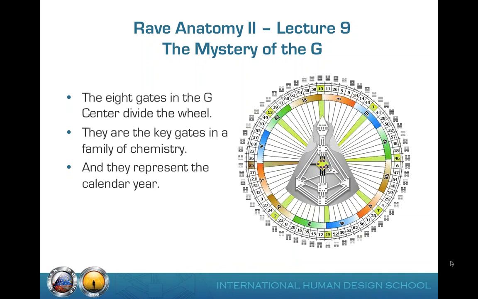The 8 gates in the G center divide the wheel. There are 2 incarnation crosses in the G center, the cross of the Sphinx and the cross of the vessel of love. So it's about direction, and it's about love. And when we incarnate into the body, the monopole resides, or rides, in the design crystal, right? And the personality crystal, when we're in body, sits right above the head center. And the design crystal sits in the ajna.